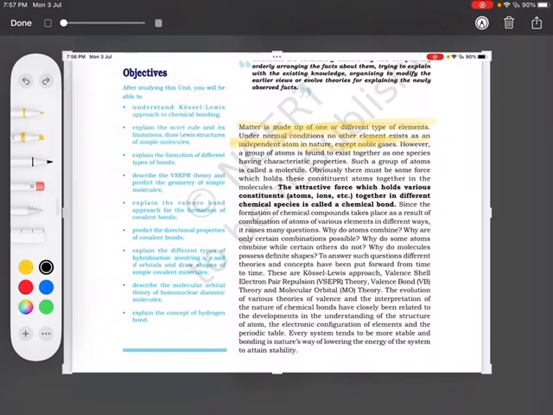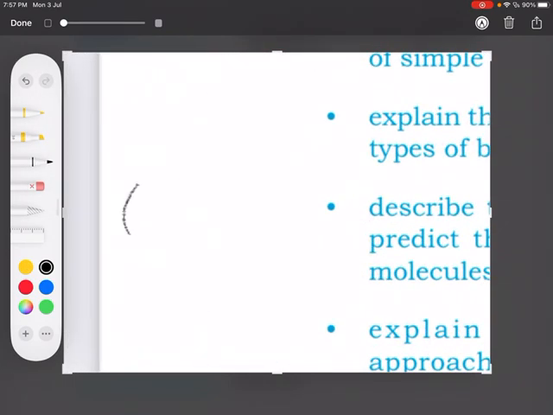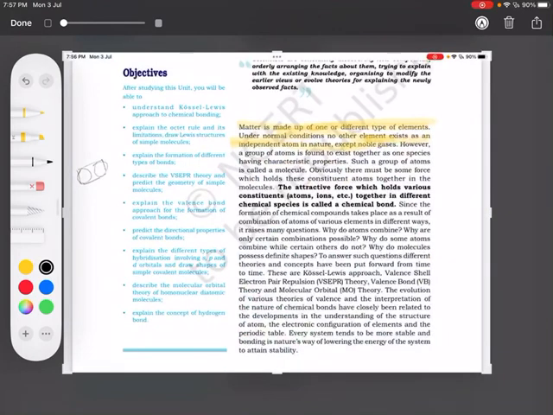So, for example, this is a noble gas. These noble gases do not exist together, but sometimes they exist together as one species having a characteristic property, such as a group of atoms. So what is a group of combining atoms called? A molecule.